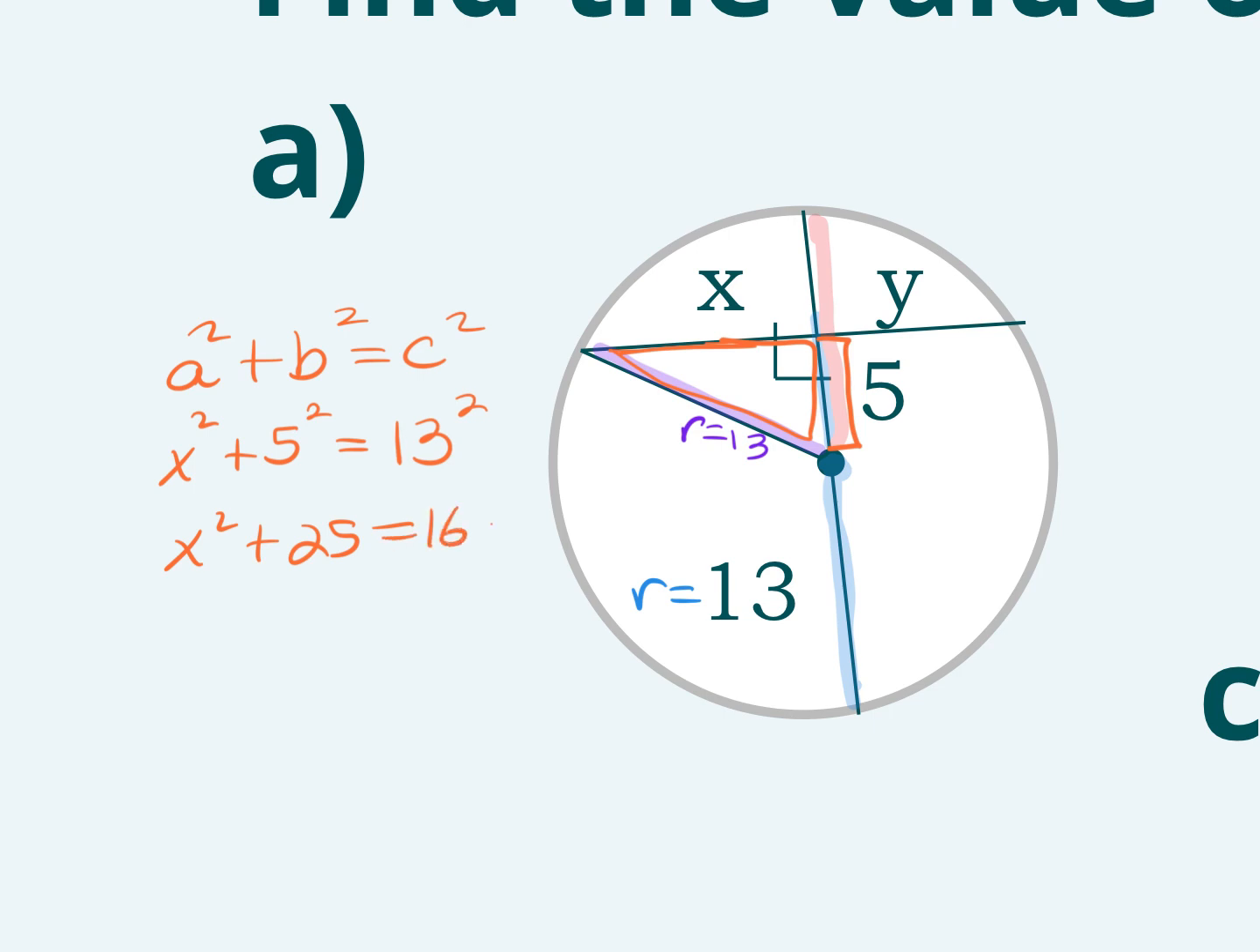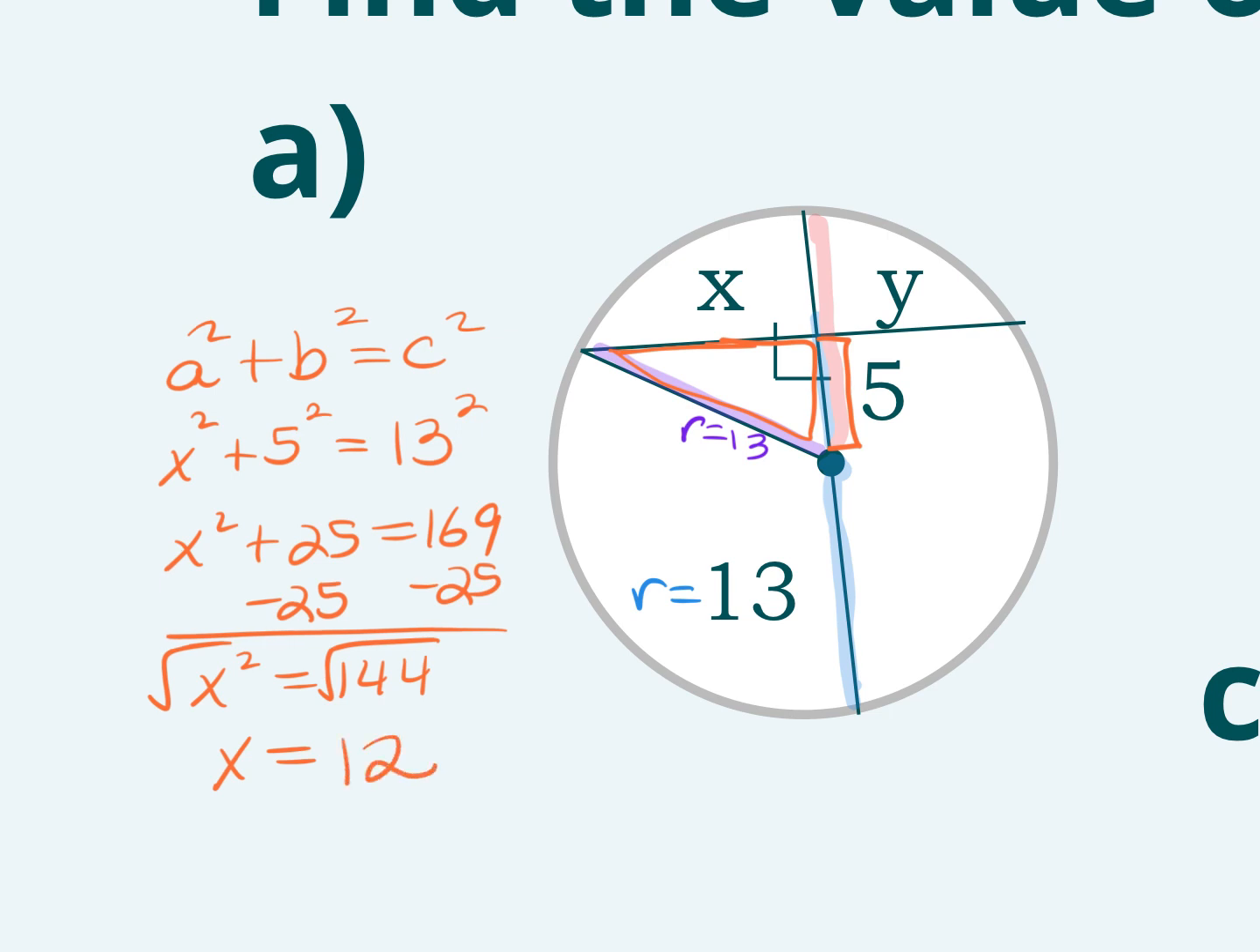And then I'm going to subtract the 25 from both sides. I'm working on isolating that x squared. And then I get 144. And then I'm going to square root it. And that little value or that piece of the triangle is going to be 12. So x equals 12. So this is 12.